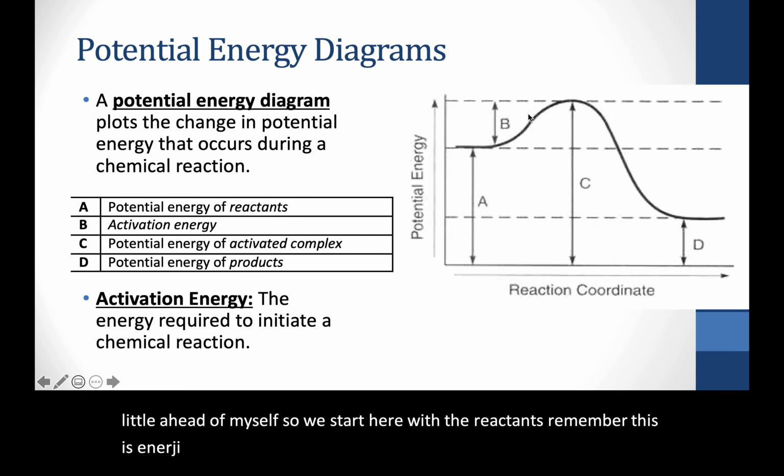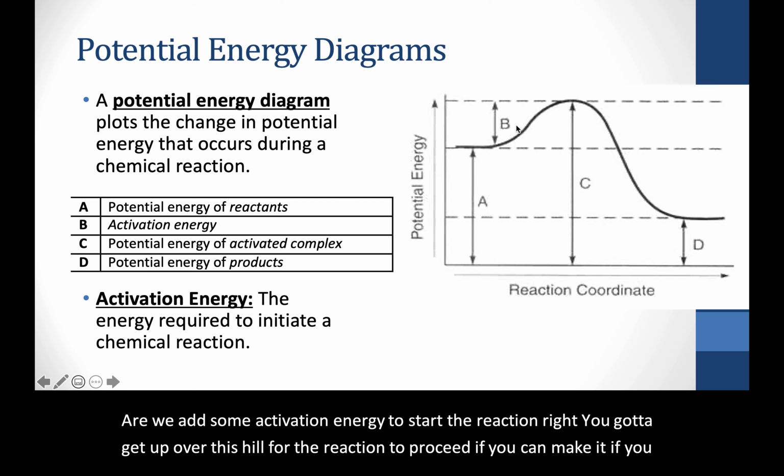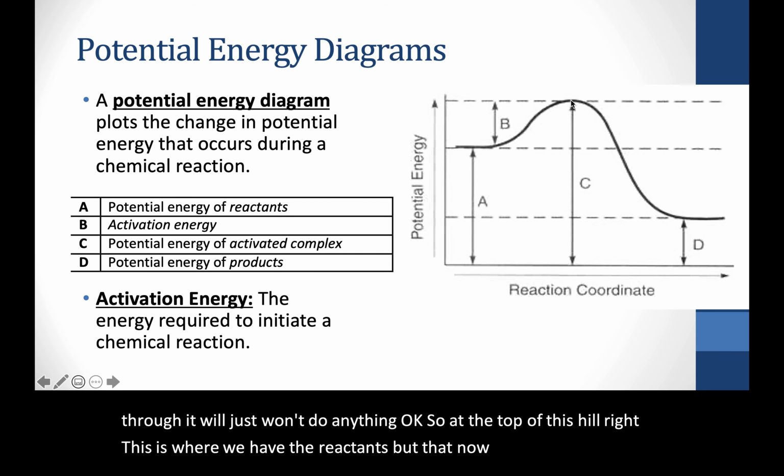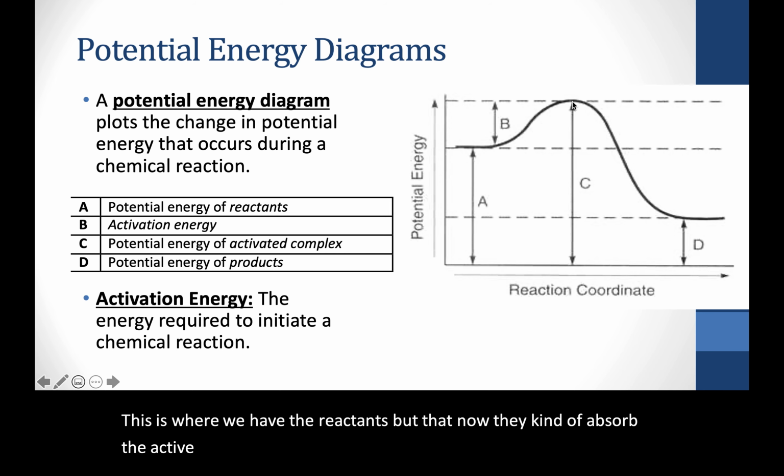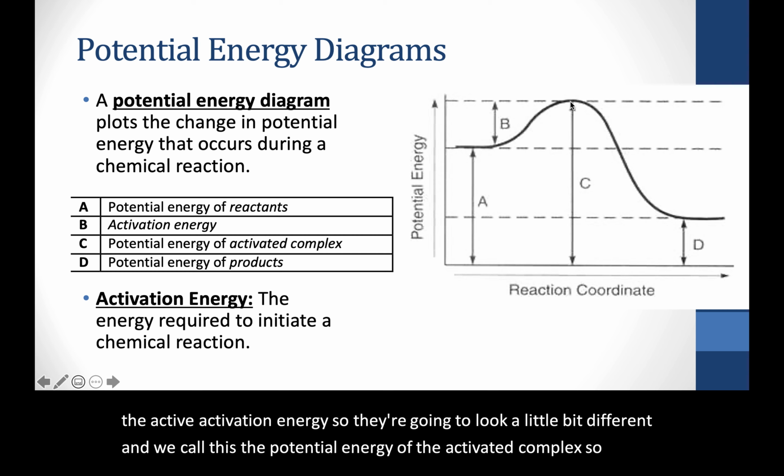Okay, if you don't add enough energy to get over the hill, the reaction won't follow through. It won't do anything. Okay, so at the top of this hill, this is where we have the reactants, but now they've kind of absorbed the activation energy. So they're going to look a little bit different, and we call this the potential energy of the activated complex. So don't worry too much about this, but it's a pretty interesting point in a chemical reaction, right?